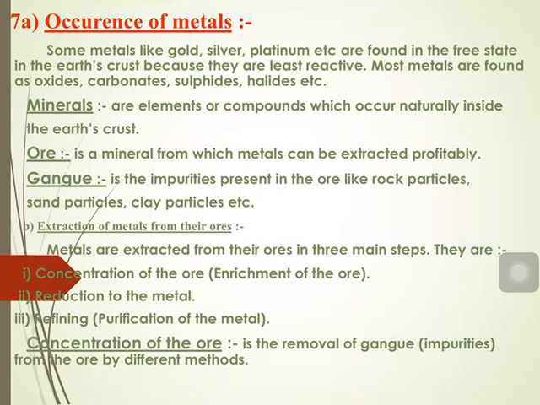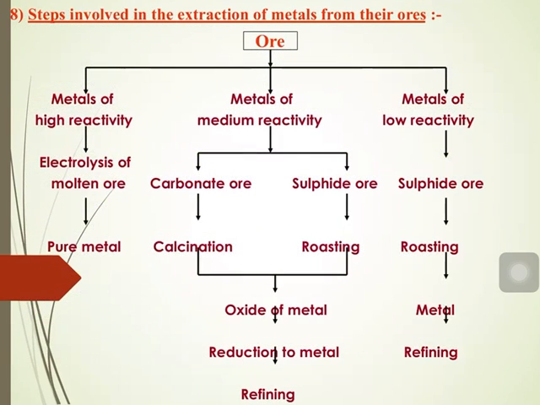So first, what is concentration of ore? It is the removal of gangue or impurities from the ore by different methods. The different steps involved in the extraction of metals, you can see from this flow chart. It is given in your NCERT also. We have divided the metals into three categories: highly reactive, medium reactive, and low reactive. The highly reactive metals are generally extracted by the electrolysis method. We directly heat the compound and it is converted to its molten state. Then we do electrolysis of that molten ore and we get the pure metal.